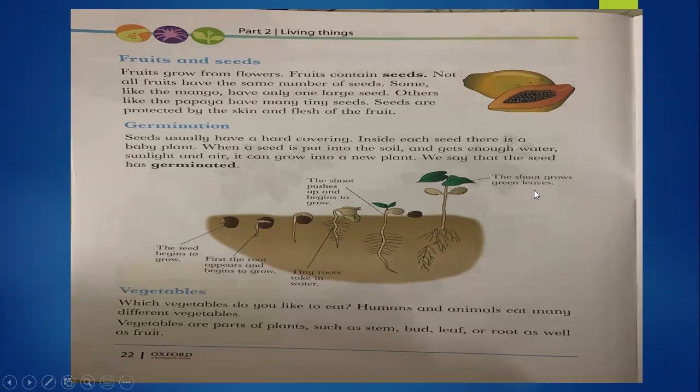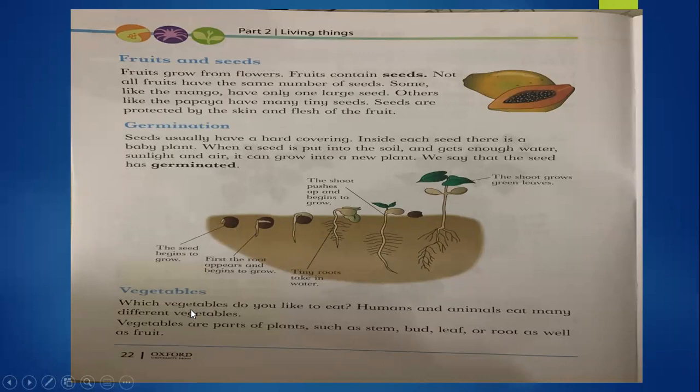The shoot grows green leaves. Understand? And this whole process, from the seed to the new plant, is called the process of germination. And from where do we get these seeds? From the fruits. Inside the fruits there are seeds, and these seeds again grow into new plants, and from these new plants we get the fruits again.